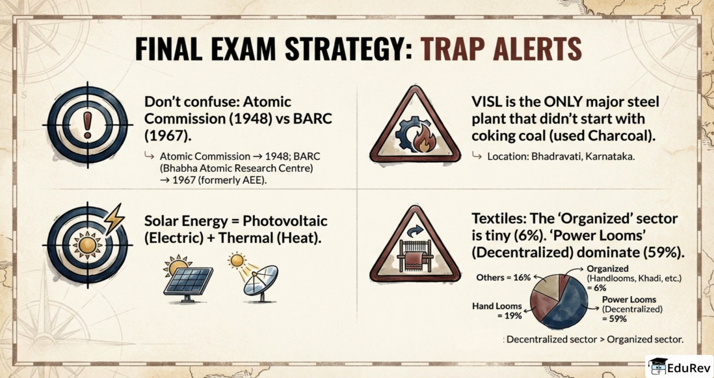Fourth trap. In textiles, the organized sector is tiny, just 6% here. The real dominance lies with power looms, the decentralized sector, shown here at 59%. Handlooms are 19%, and others 16%. That means decentralized textile production is much larger than many students assume. If you lock these traps properly, this chapter stops being confusing and you are exam ready.